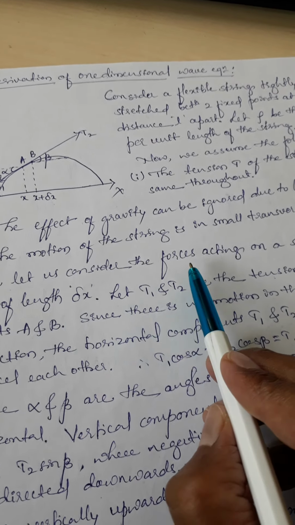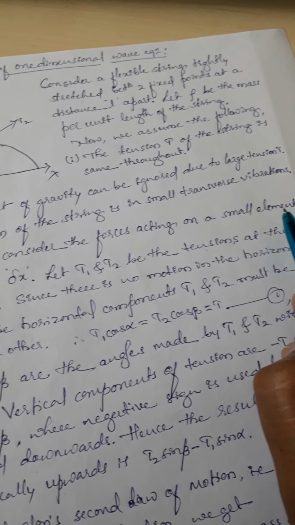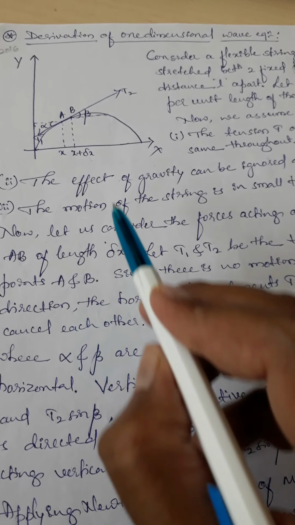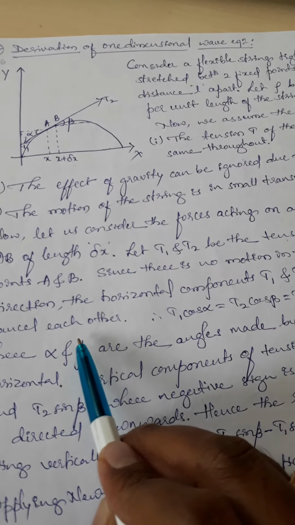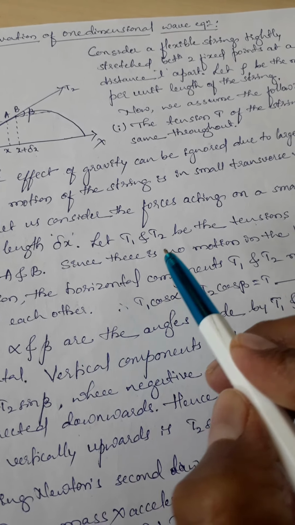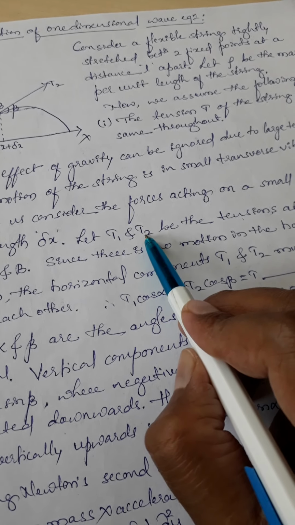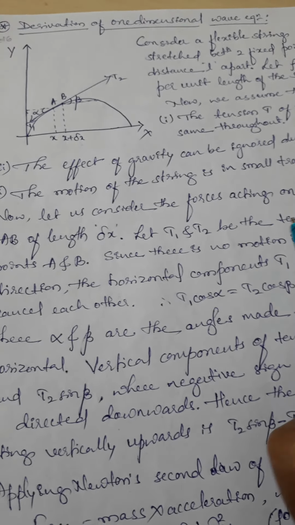Now, let us consider the forces acting on a small element AB. We consider AB here of length delta x. Let T1 and T2 be the tensions at the points A and B.